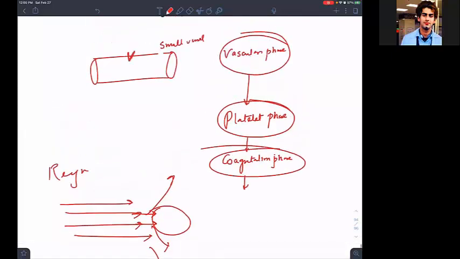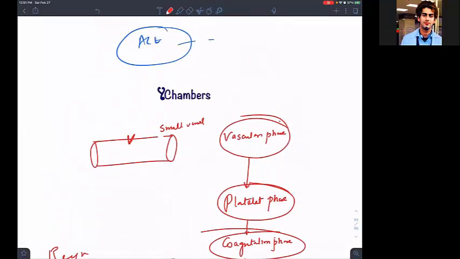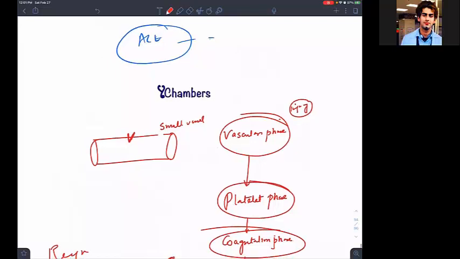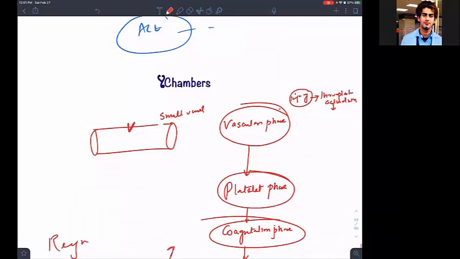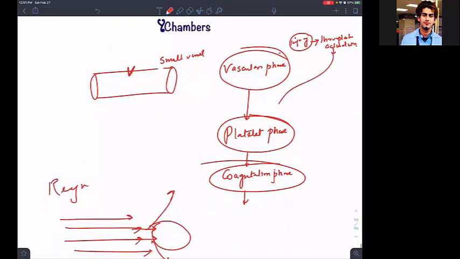Okay, so in the vascular phase, what are the stages? First, an injury is happening. The injury leads to thromboplastin activation. This thromboplastin activation will start a coagulation cascade. That means now there will be a platelet phase. Now this will go into the platelet phase.